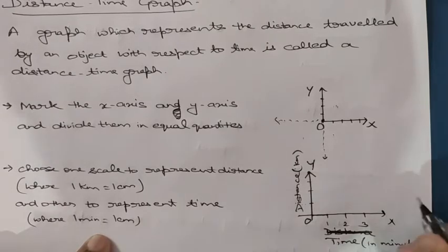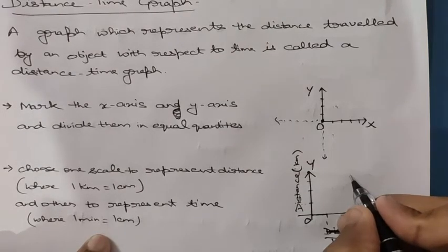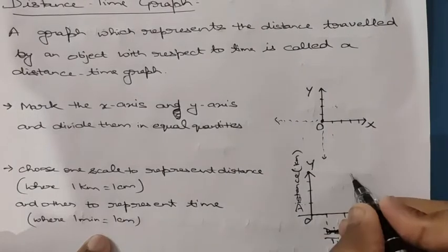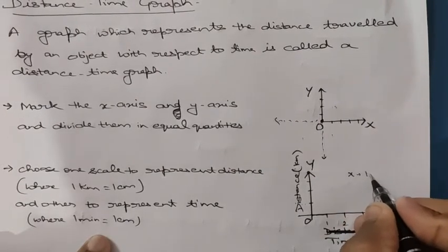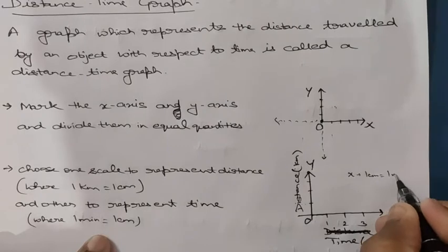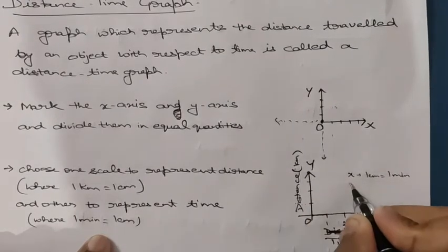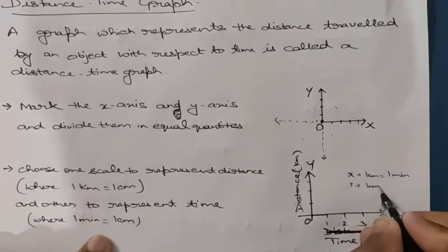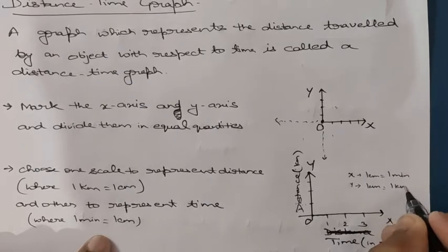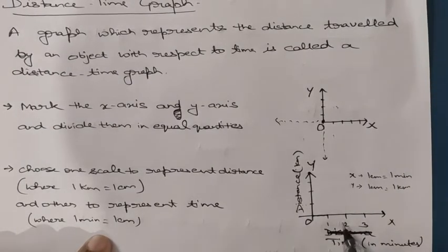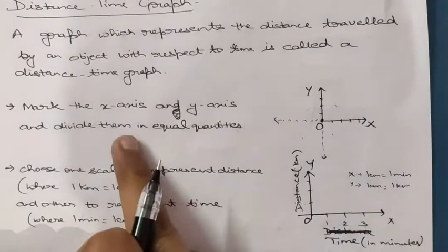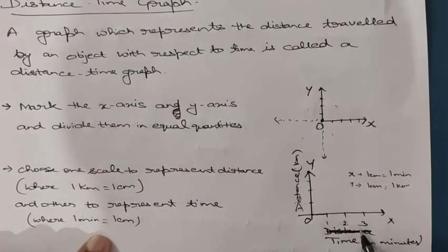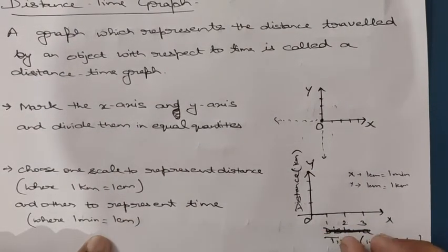So the scale is written over here. For example, this one is the x-axis. On the x-axis, 1 centimeter is equal to 1 minute, and on the y-axis, 1 centimeter is equal to 1 kilometer. Getting it? And then you can equally divide them, as we said, in equal quantities. Means 1, 2, 3. You can see the difference between them is 1.